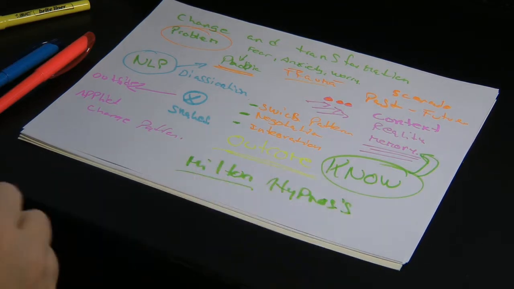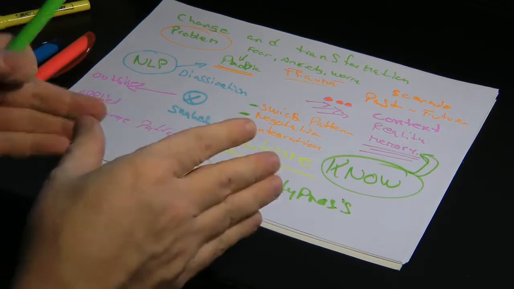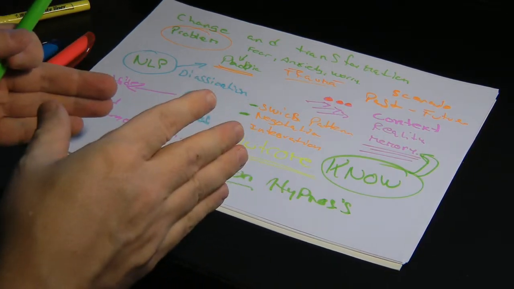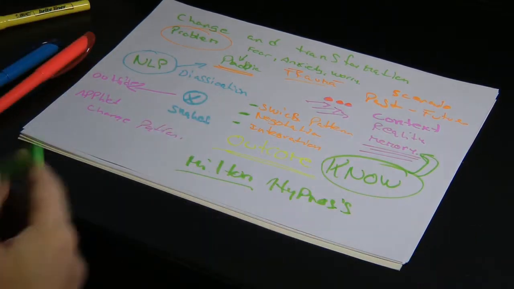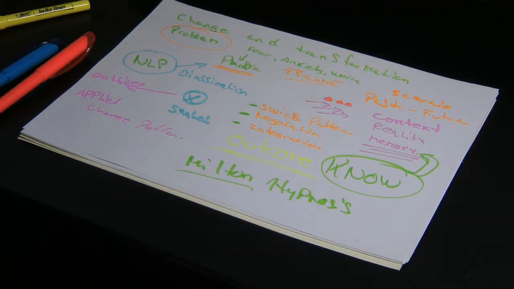So Milton did change work, and he was a legend in his own time, and the people from NLP studied him and took what he was doing and made sure other people could learn to do that. But the thing here is, all this is just past memory. And in RBIM, we do it differently.